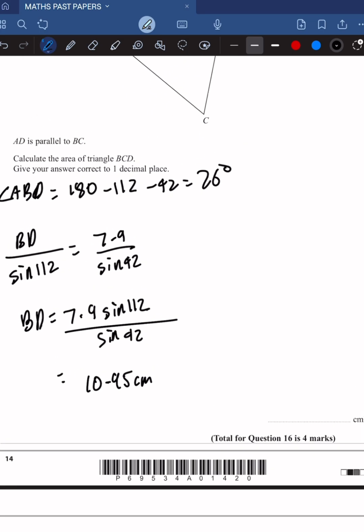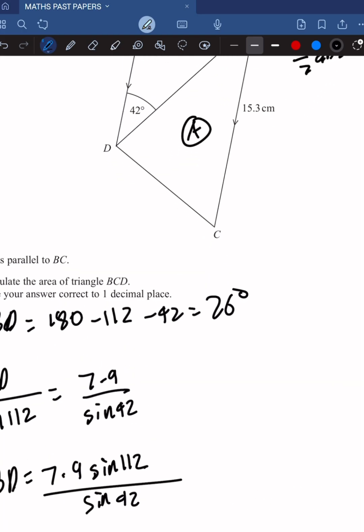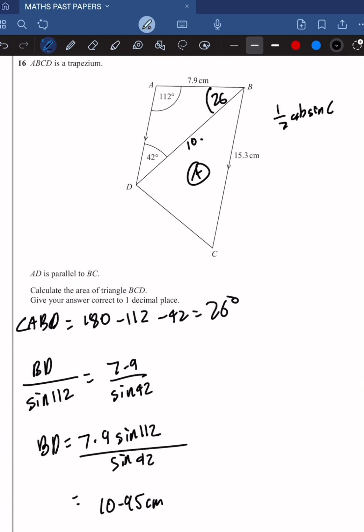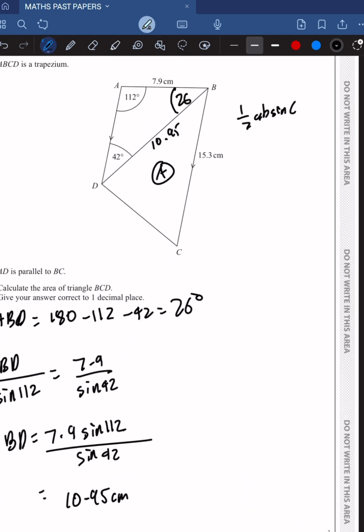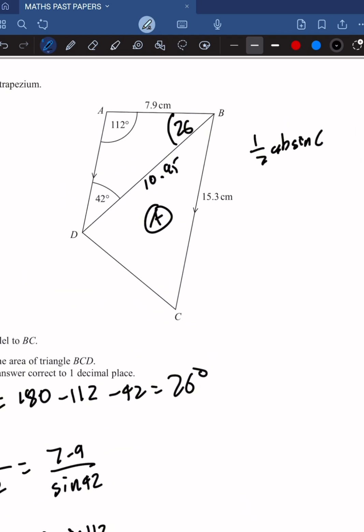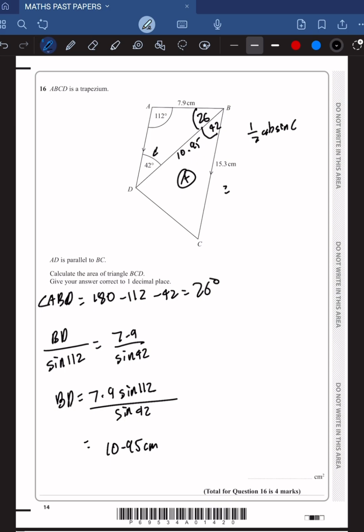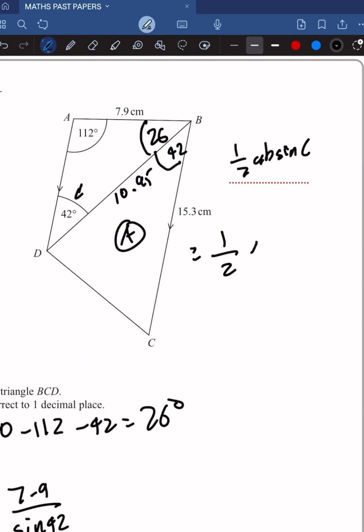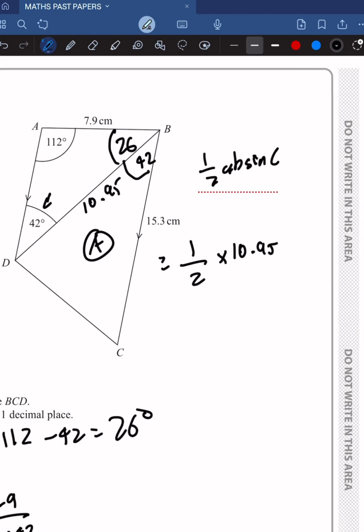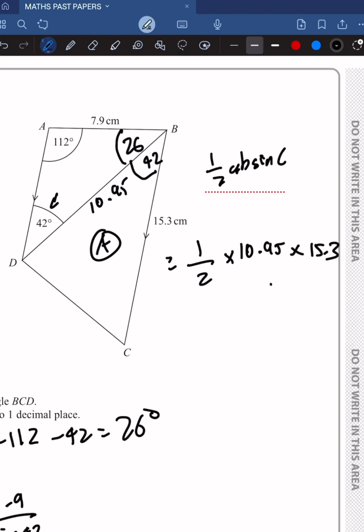Now, I'm writing 10.95 here. It's actually 10.94667077. But I'm going to keep the answer button in my calculator because I'm going to round right at the end. So for now, let's write 10.95. Now, essentially, I need to work out the area. So the area is half ab sine C. Because I know it's parallel, I know that this angle here is also equal to this angle here. Let's call this 42. Therefore, the area is going to be half times 10.95 times 15.3 times sine of 42.